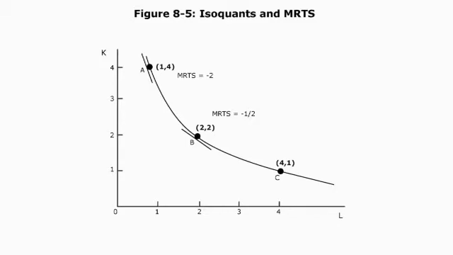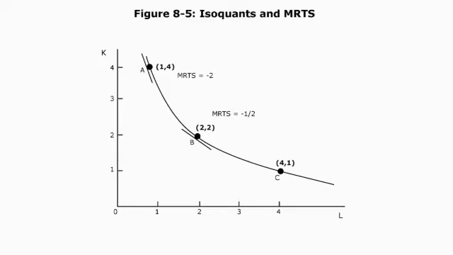And what you can see is that the marginal rate of technical substitution varies. When we start with 4 units of capital and 1 unit of labor, and we think about adding a second unit of labor, the marginal rate of technical substitution is -2. That is, 1 unit of labor is worth 2 units of capital. We can produce the same amount of Q if we replace 2 units of capital with 1 unit of labor. At that point, we're very capital intensive, so the next unit of labor is very valuable.